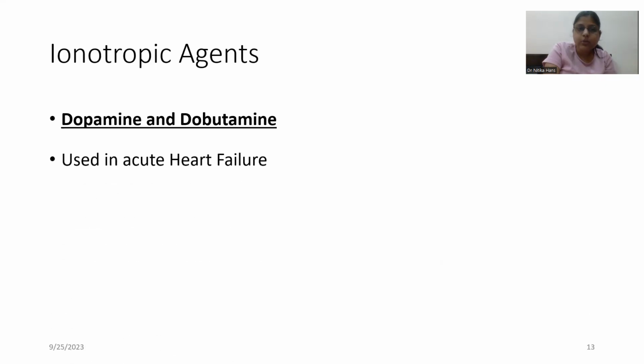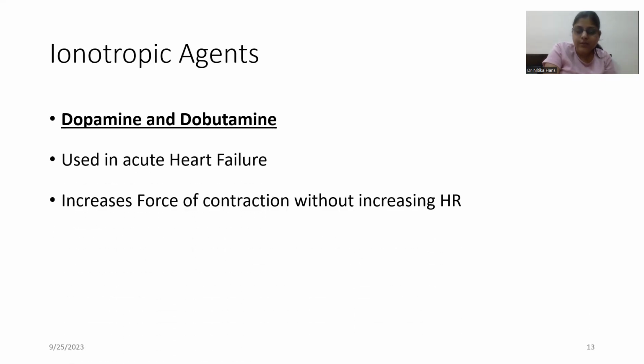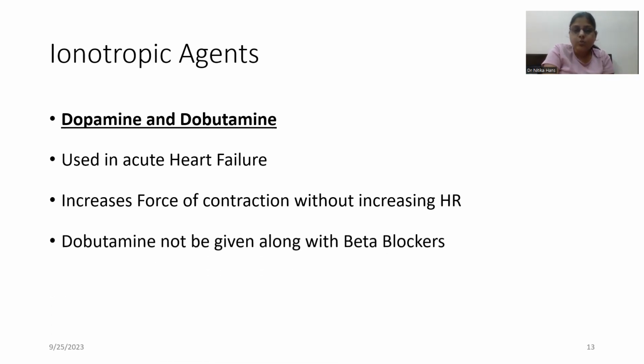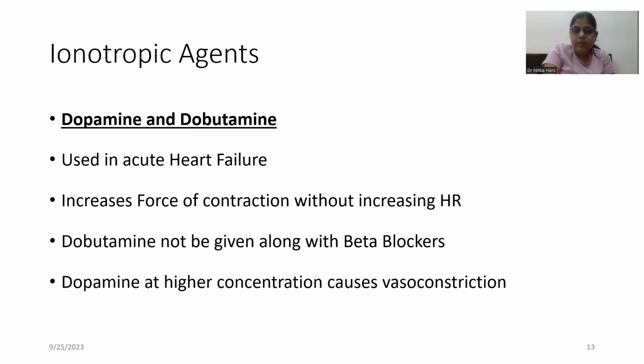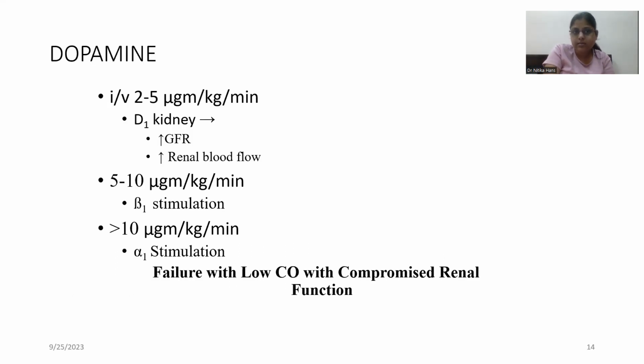Now, dopamine and dobutamine are used in acute heart failure and increase the force of contraction without increasing the heart rate. Dobutamine may not be given along with beta blockers. Dopamine at high concentration causes vasoconstriction because at low concentration it stimulates D1 receptors, at medium concentration beta-1 receptors are stimulated, and at high concentration alpha-1 receptors are stimulated. This is how the action of dopamine comes.